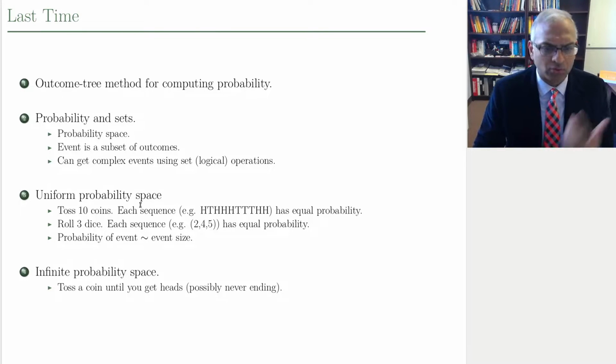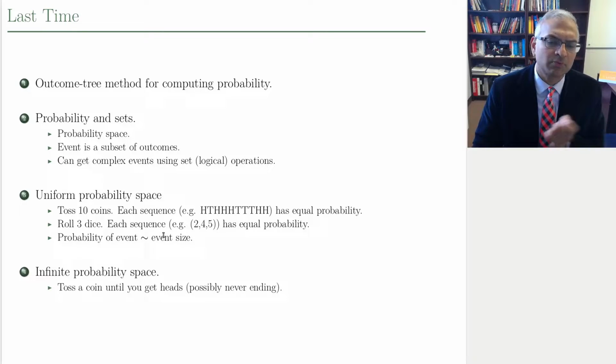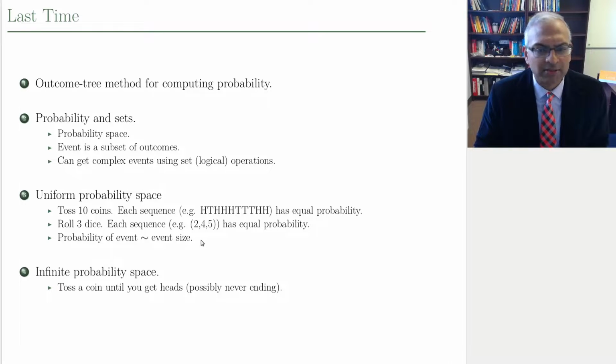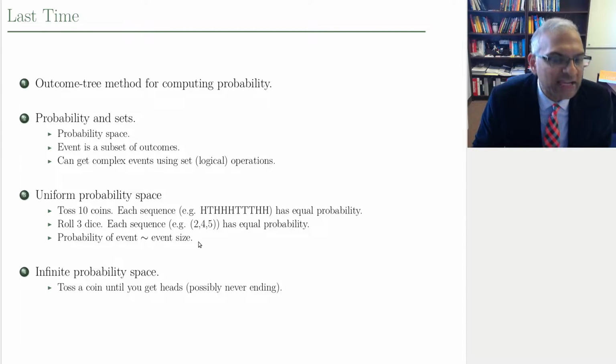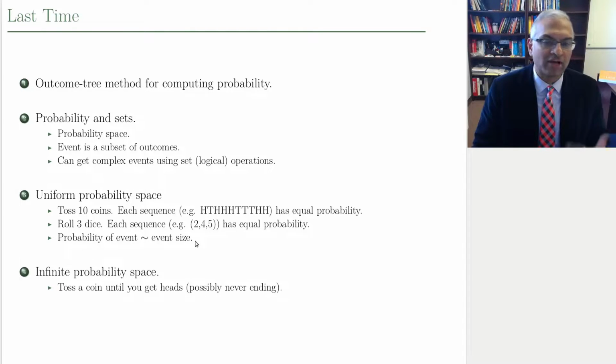Another example, you roll 3 dice. Each sequence for the 3 dice, for example, you roll a 2, then a 4, then a 5, has equal probability. So you could ask a question like, what are the chances that you roll at least 2 5s? So 2 5s or 3 5s.